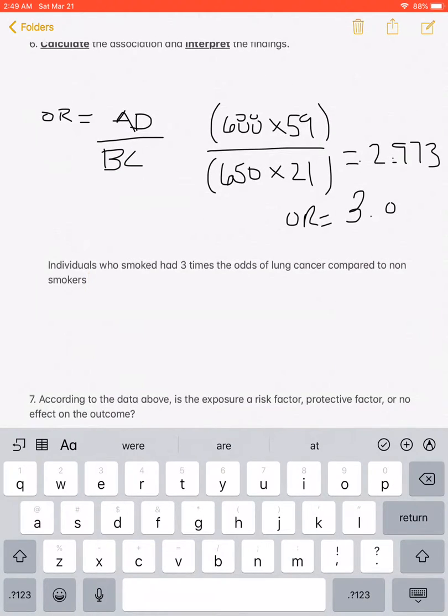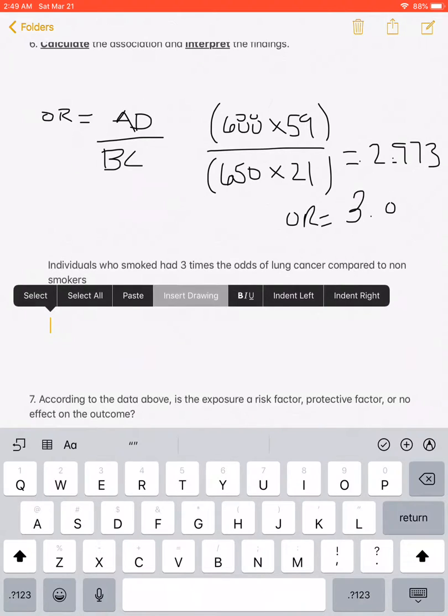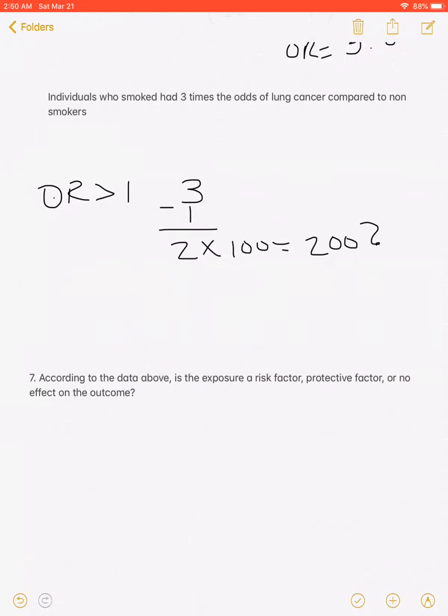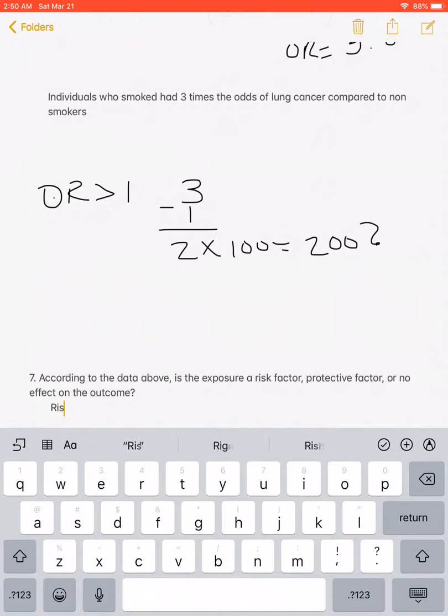The other way we could interpret that would be, well, what do we have to do in order to transform it from a times the odds scenario to a percentage scenario? We'd have to make sure, because OR is greater than 1, right? We have to subtract 1 from it. So 3 minus 1 equals 2, times 100, because we're looking for a percent, 200%. Individuals who smoked were 200% more likely to have lung cancer compared to non-smokers. So what do we say when OR is bigger than 1? We have a risk factor. Right? OR bigger than 1, it is a risk factor. And that's how you would complete this activity.